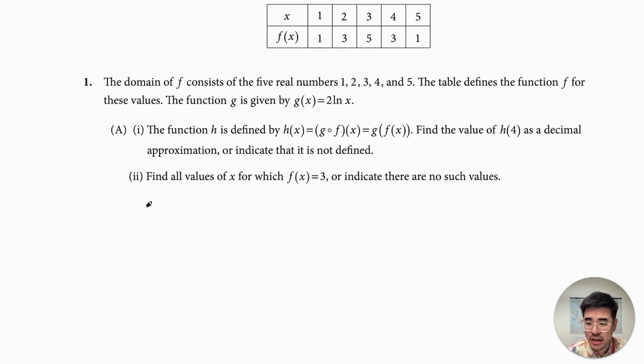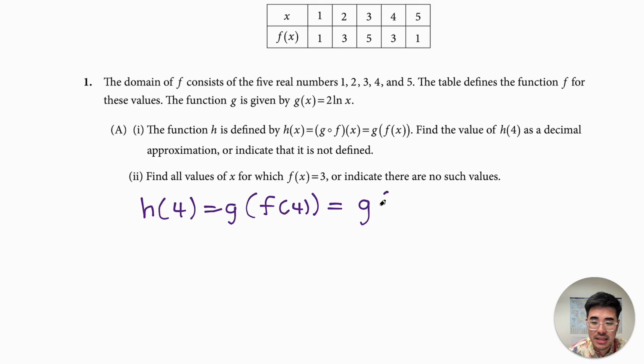So here's how I do that. I write h of 4 is equal to g of f of 4. And then the way we read this table is f of 4 would equal 3. So then my next step would be to write g of 3. And then we can plug that into our equation, right? g of 3 would be 2 times ln of 3. Now I go ahead and plug that into my calculator and I get the number 2.197. And remember that you want to round to 3 decimal places.